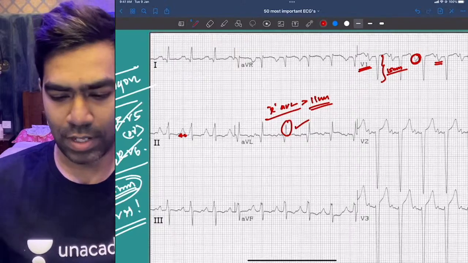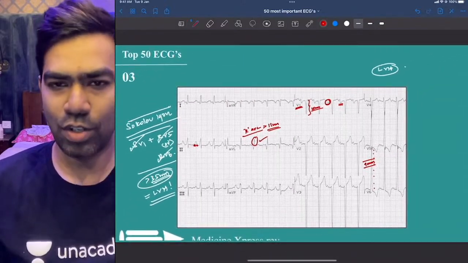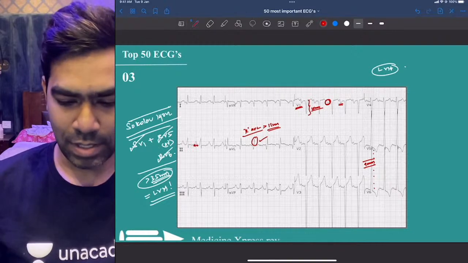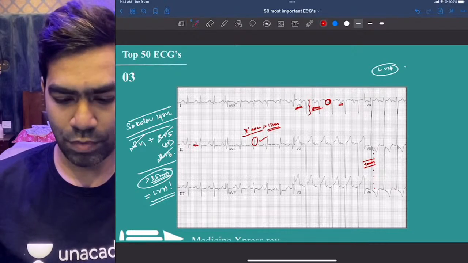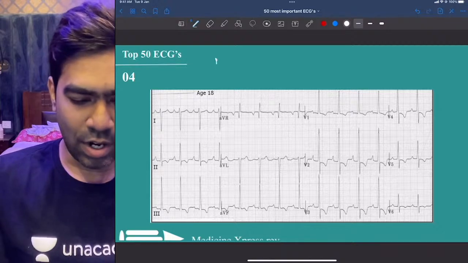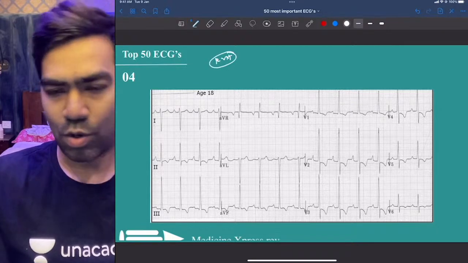So that's too much of an ask. So for a NEET PG level, all you need to know is the Sokolov-Lyon criteria for your NEET PG exam to diagnose left ventricular hypertrophy. Now moving on to the next chamber hypertrophy, that is right ventricular hypertrophy.